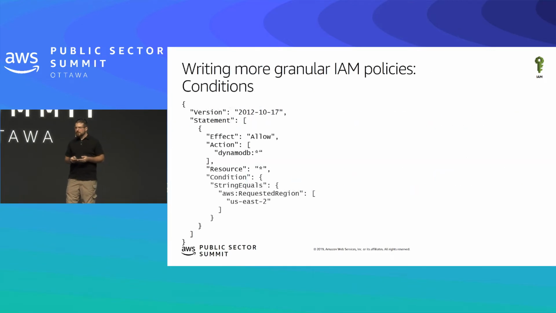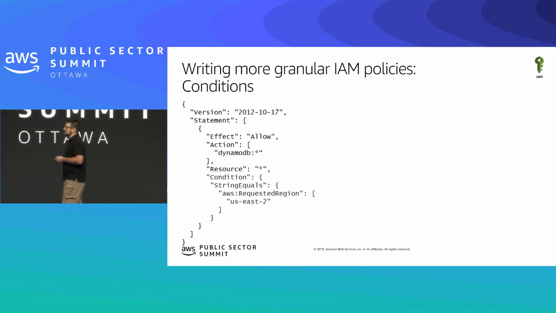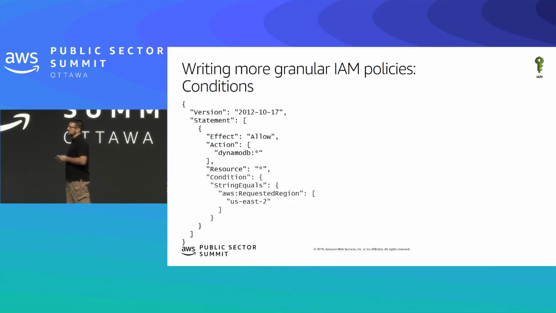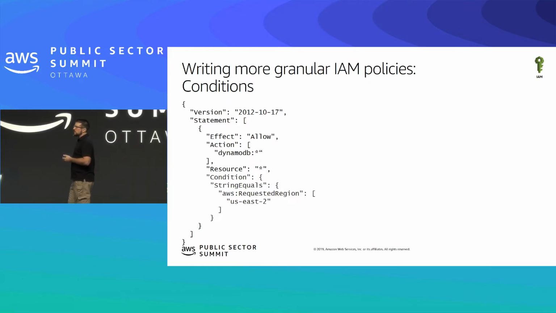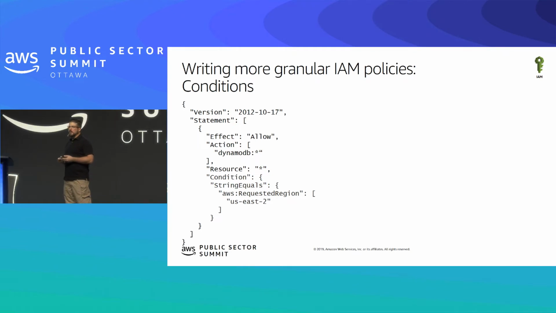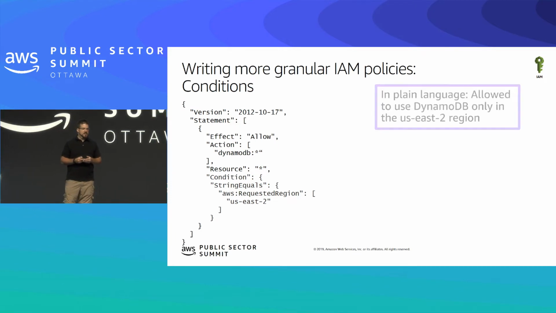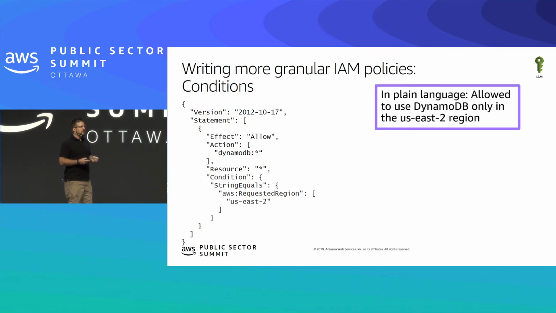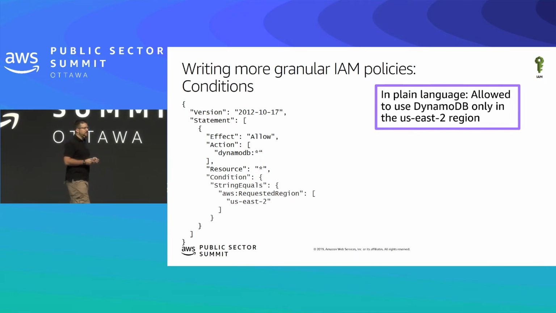So we can again use this to write even more granular IAM policies with another feature, which is called a conditional. This was a newer feature that was offered earlier last year. In this case, this conditional that we're looking at on screen is unique because it allows you to specify a requested region.